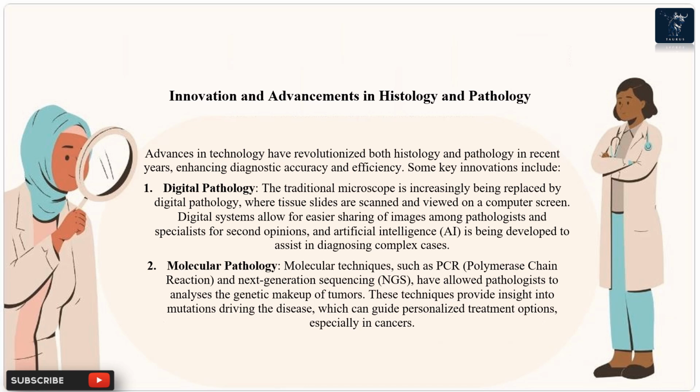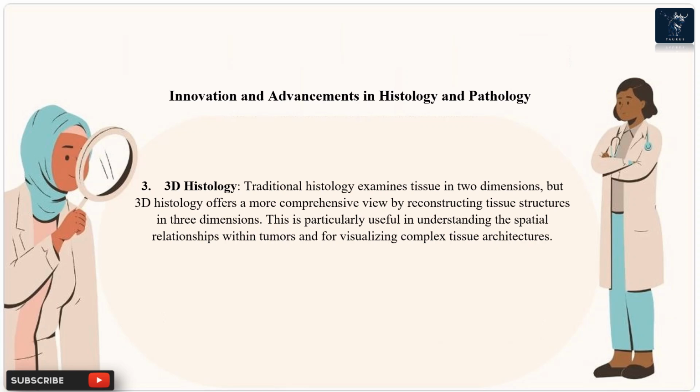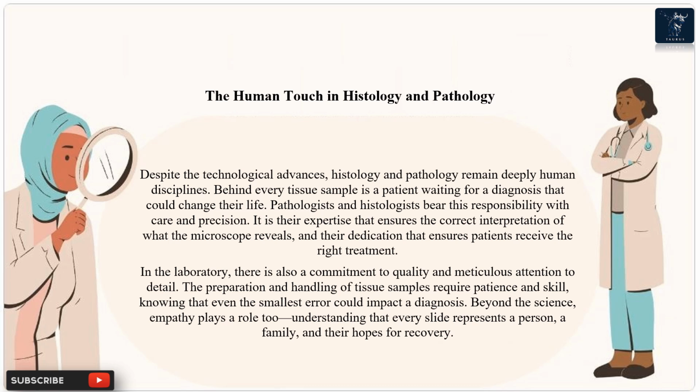Molecular pathology. Molecular techniques, such as PCR, polymerase chain reaction, and next-generation sequencing, NGS, have allowed pathologists to analyze the genetic makeup of tumors. These techniques provide insight into mutations driving the disease, which can guide personalized treatment options, especially in cancers. Three, 3D histology. Traditional histology examines tissue in two dimensions, but 3D histology offers a more comprehensive view by reconstructing tissue structures in three dimensions. This is particularly useful in understanding the spatial relationships within tumors and for visualizing complex tissue architectures.